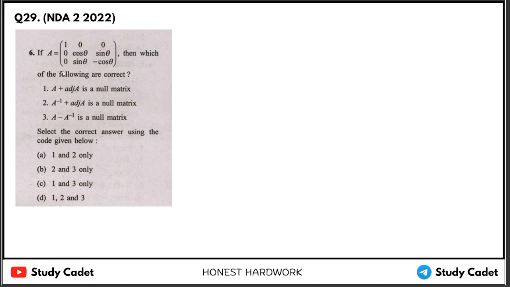If A is this, then A plus adjoint A is a null matrix. What is the adjoint of A? We need to find the adjoint and A inverse. Okay, what is its determinant? We can simply see cos squared theta minus cos squared theta minus sin squared theta, so it's minus 1, right? And the adjoint of A, what is it?